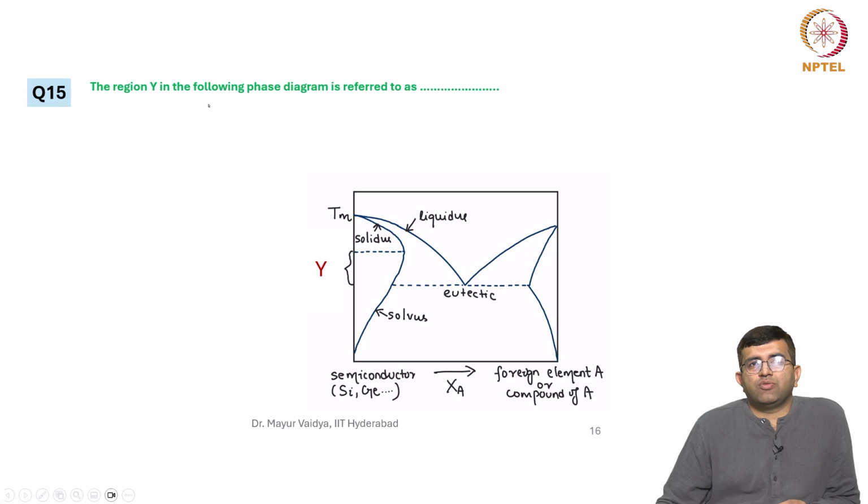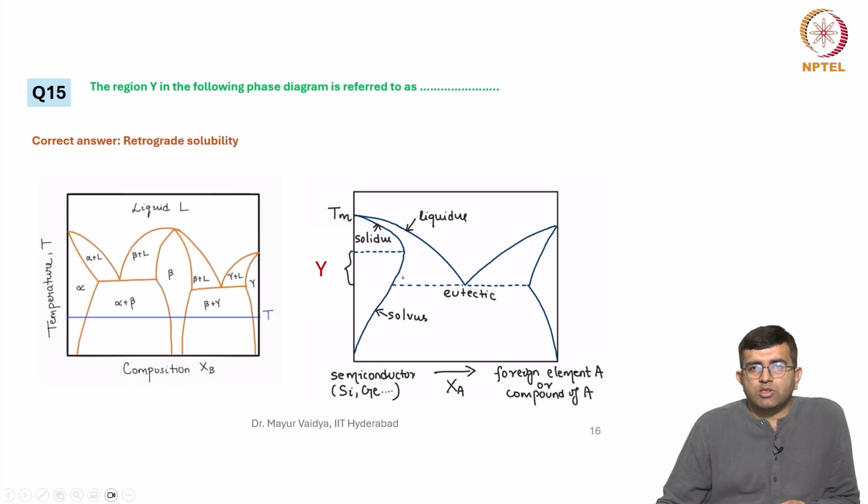Question number 15: the region Y in the following phase diagram is referred to as what? If you remember, we have seen this kind of diagram when we were discussing the solubility concept. What is different here? In a typical phase diagram, the solvus line increases up to a maximum at the eutectic line, and after that it starts decreasing. The maximum is usually on the eutectic line, whereas in this case the maximum solubility is between the melting point and the eutectic point. This we have seen is known as retrograde solubility.